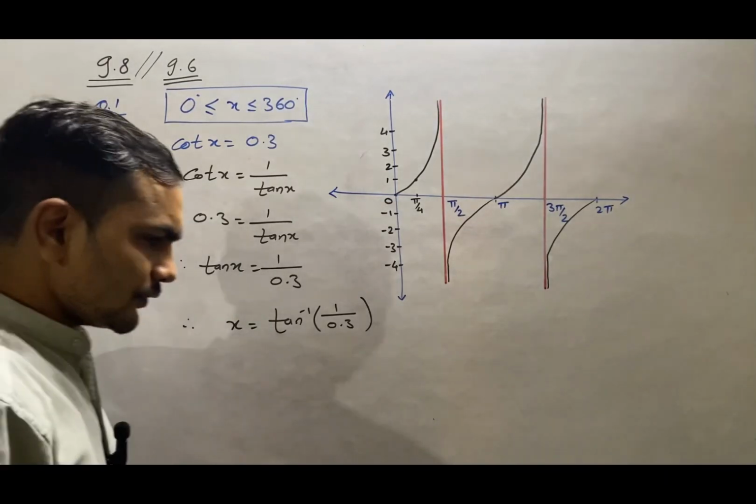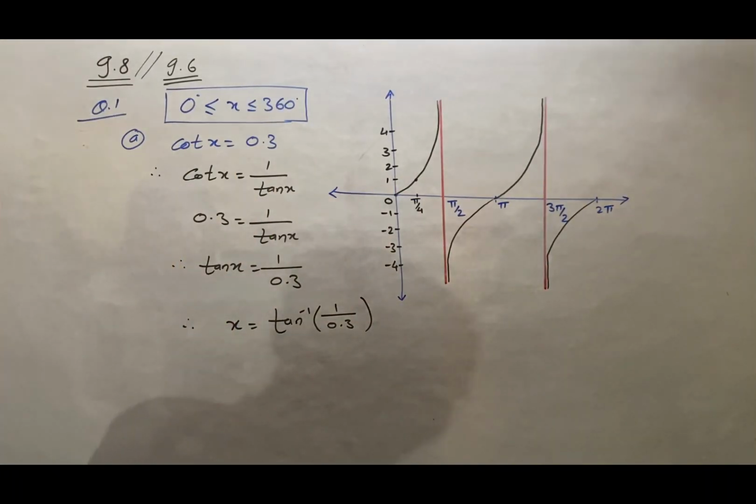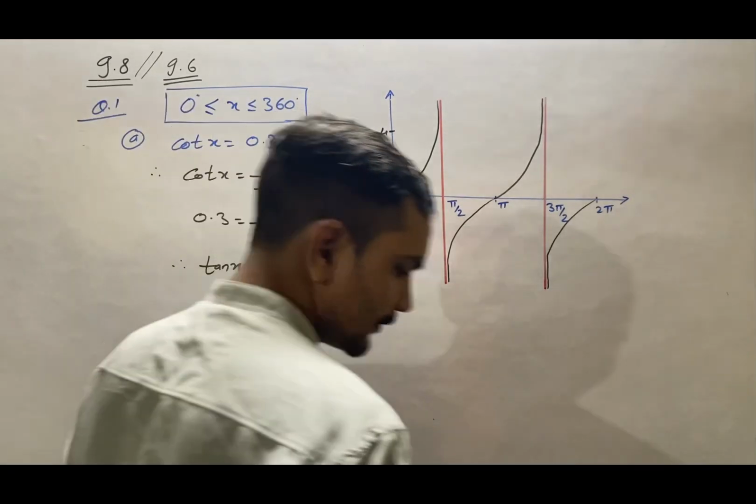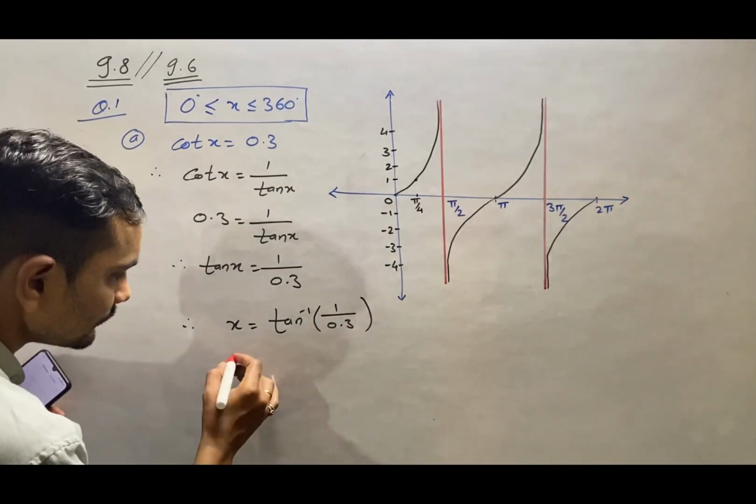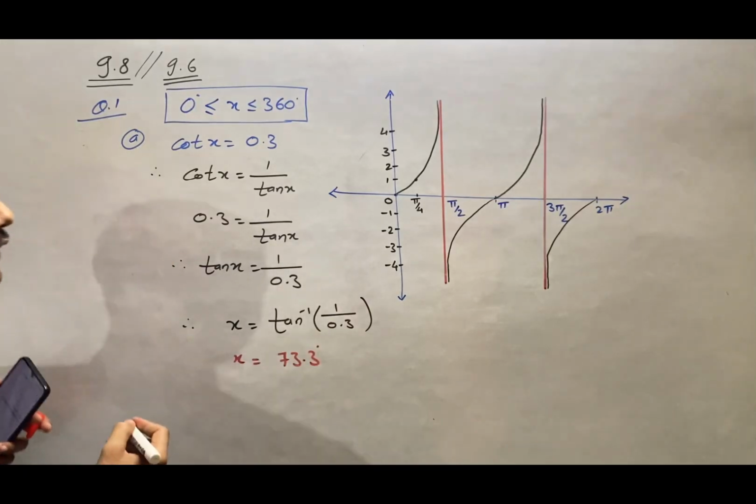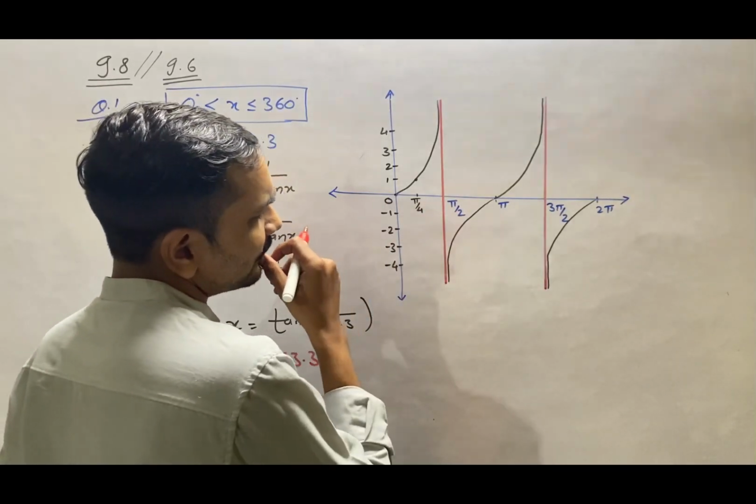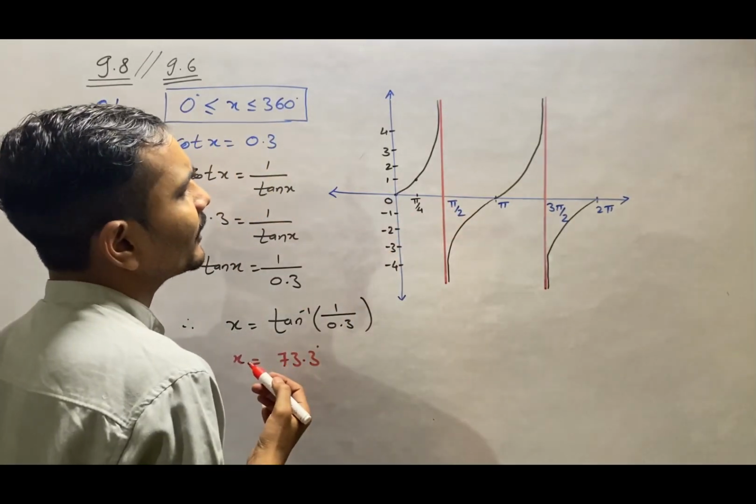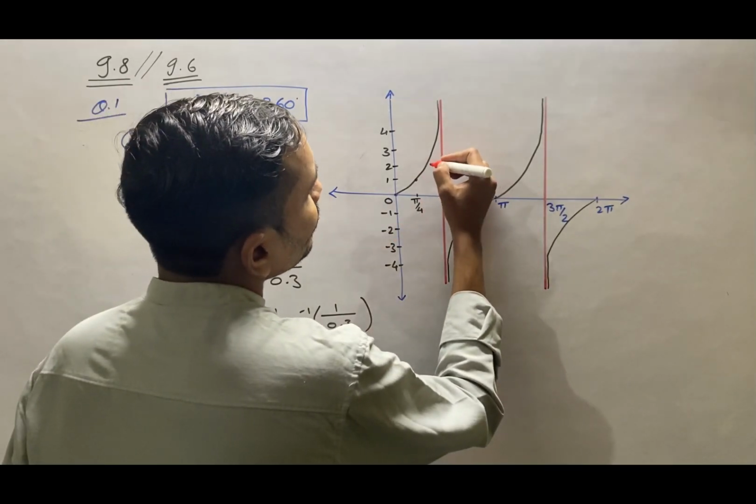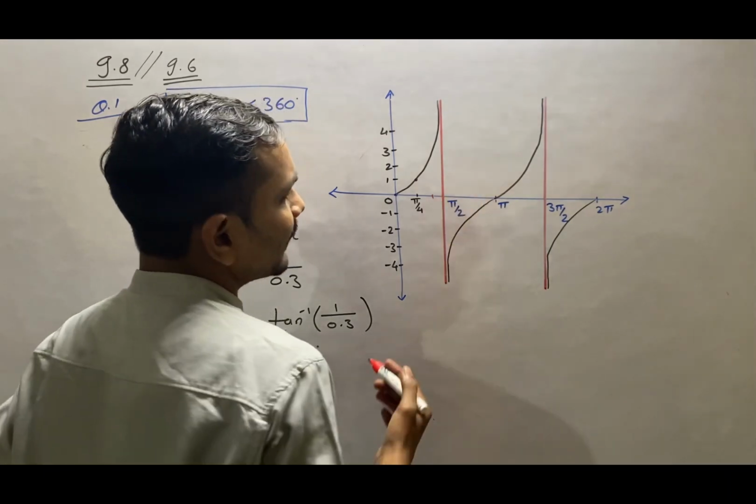So now let's use the calculator and find the value of tan inverse of 1 over 0.3. Yes, 1 over 0.3. 73.3. So here we have x equals 73.3 degrees. If we have 73.3, let's mark it somewhere between 45 and 90. Let's suppose somewhere here we will get 73.